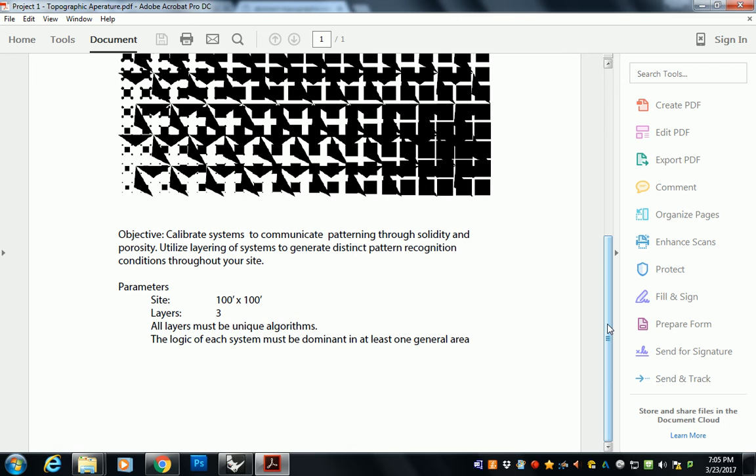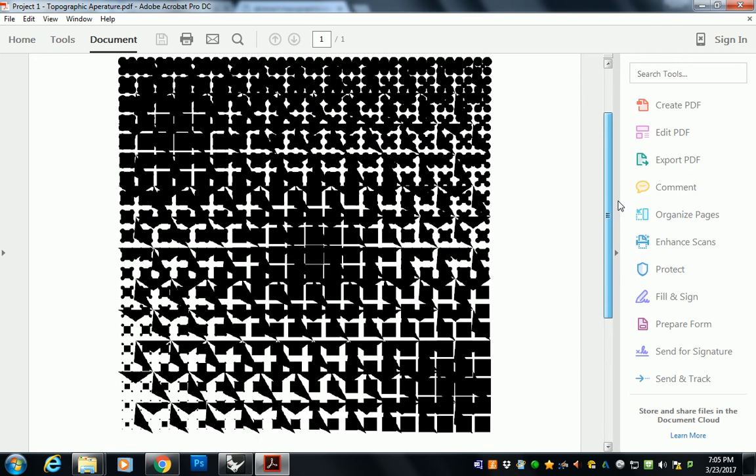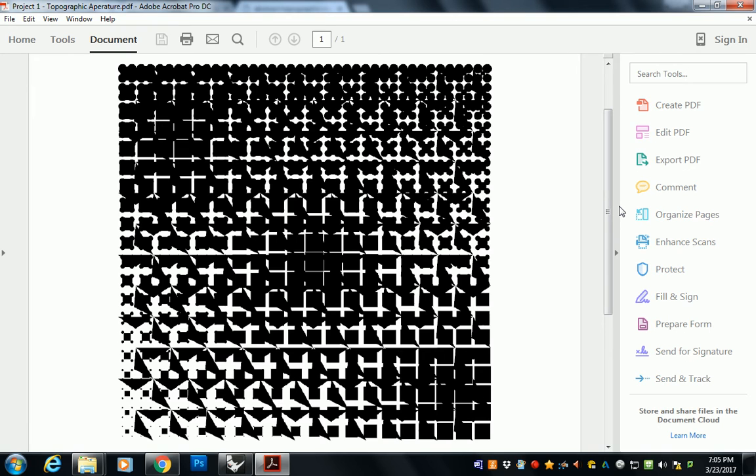So I'd like you to set your site to 100 feet by 100 feet, and make sure that when you're going through this exercise that you can actually see each of the systems. And what I mean by that is I have 3 primary systems. One is made up of squares, the other is made up of triangles, the other one is made up of circles. So in the top right corner, the circles are the dominant pattern. In the bottom left corner, the triangles are the dominant pattern. And across the center of this, the squares are the dominant pattern.